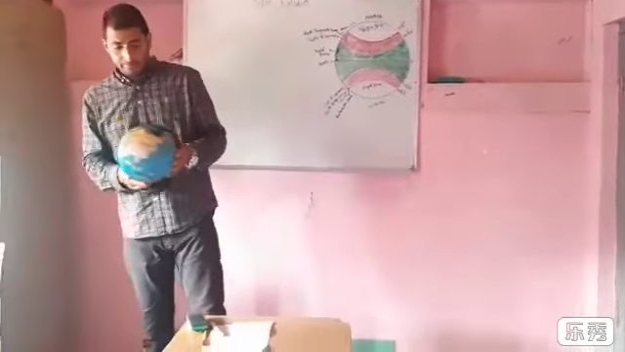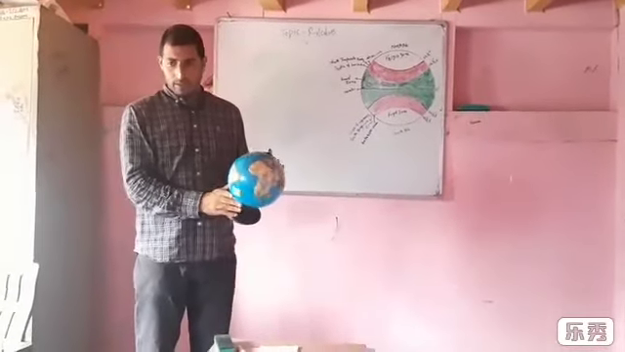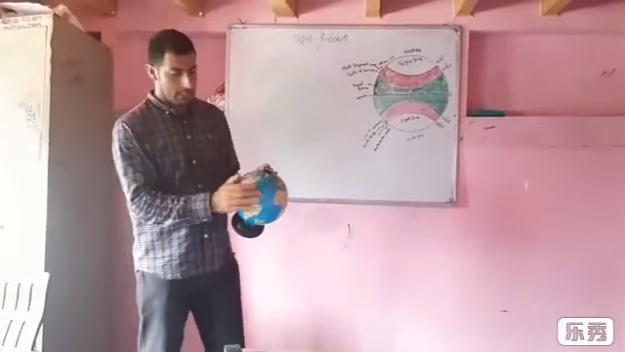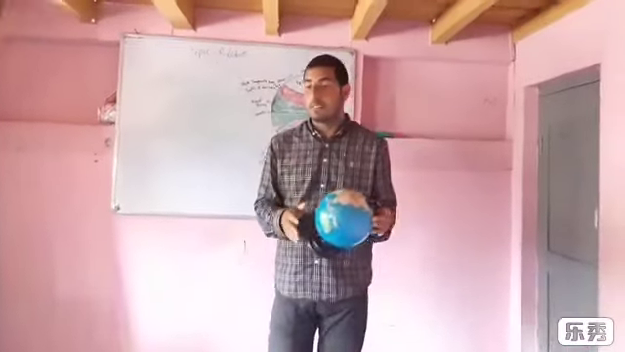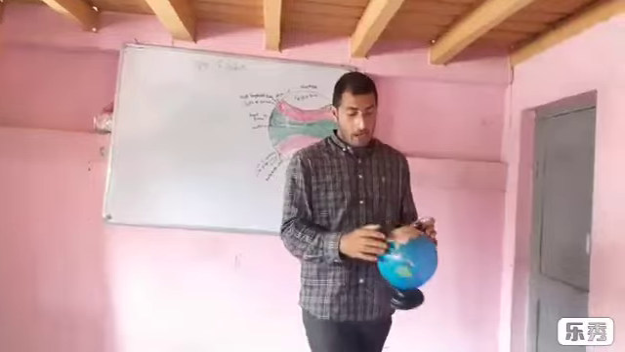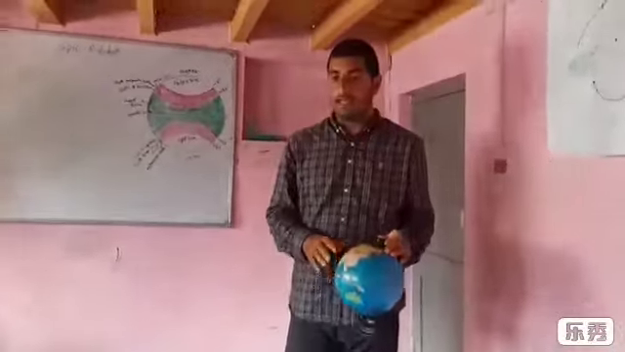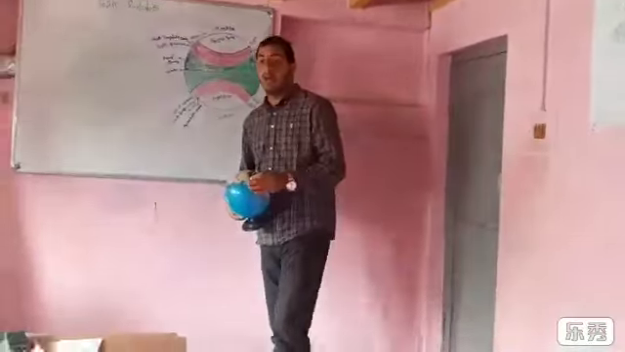Okay, and now let us see the different colors on the globe. First, there is a blue color, and it constitutes 70% of the area on the globe. And all other colors constitute 30%. And that is the land. This constitutes 30% of the area on the globe.